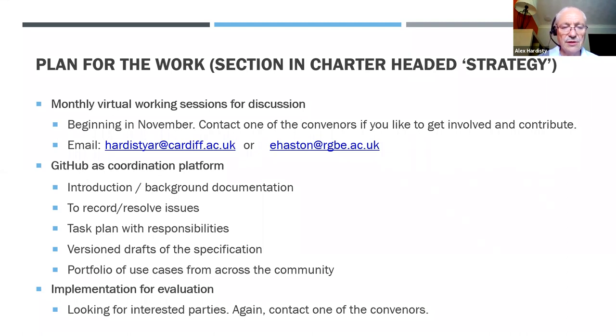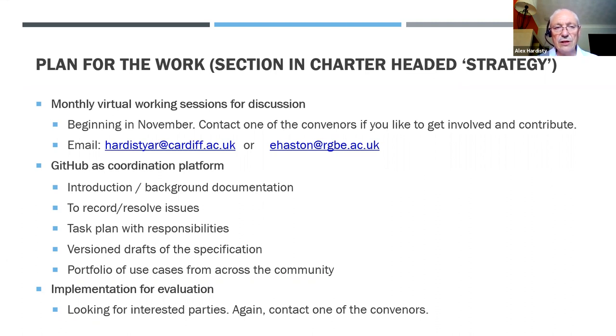And of course, we will use GitHub as the coordination platform for that, where you'll be able to find all the introductory and background documentation. All of the issues, such as the ones that have been raised during this discussion, will be recorded there as separate GitHub issues with their own tracked discussions and ultimate resolutions. There will be a task plan with responsibilities and versioned drafts of the specification, and a portfolio of use cases, which I mentioned that we will collect from across the community, which will support what this standard needs to do. I hope all of that will be fairly straightforward stuff for people to get engaged with and follow.